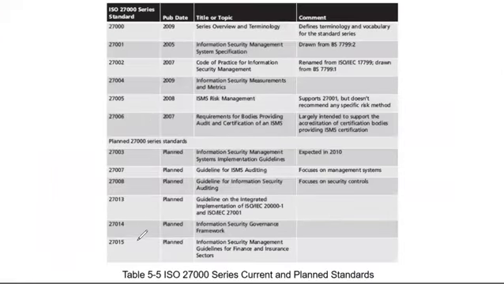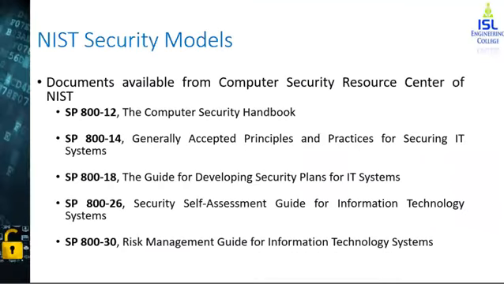Now this is a table that shows the series, current and planned standards. You've got the ISO 27000 series standards. What is the publication date? What is the title of that specific standard, and what are the comments on those different standards.